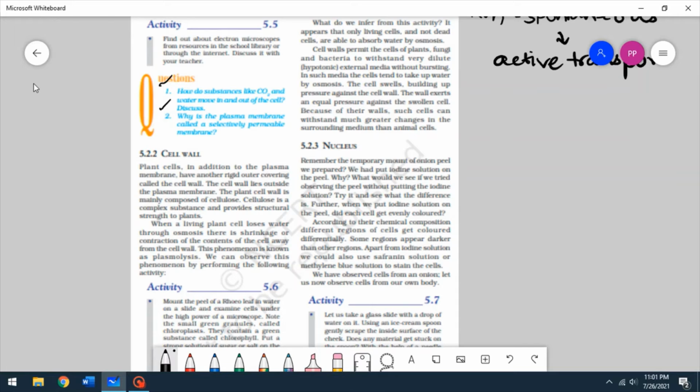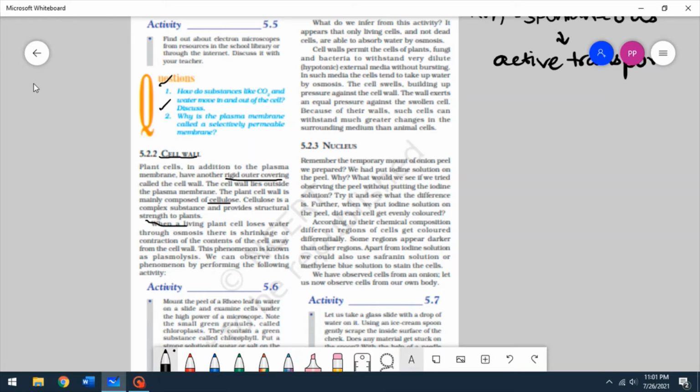All right, and then we're talking about the cell wall here. So the first of the three factors that are common in every cell, the first one was the cell membrane. This is the cell wall that I mentioned, the outermost covering in plant cells, that is before the cell membrane. So cell wall is a rigid outer covering which lies outside the plasma membrane. It is mainly made up of cellulose in plants, and it's a complex substance that provides structural strength to plants.